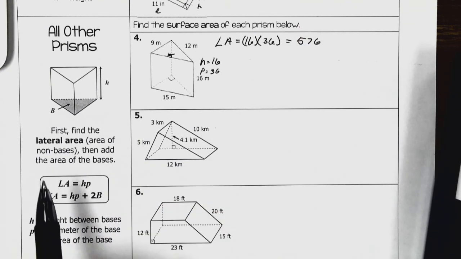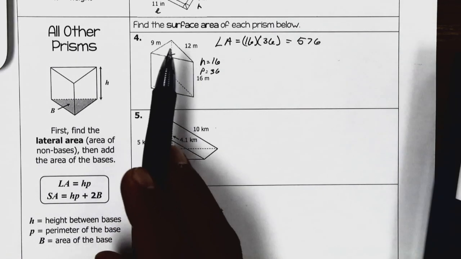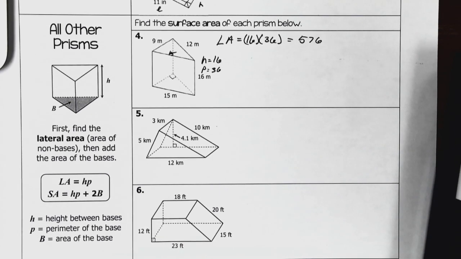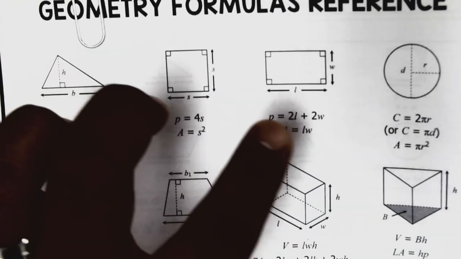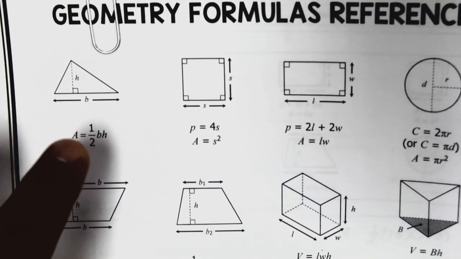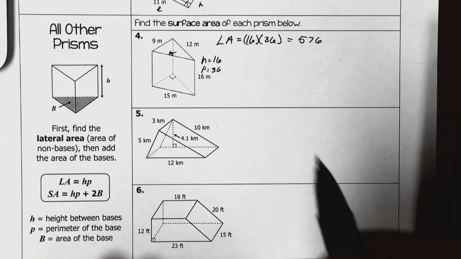And then, of course, to get the surface area, I'm going to take that 576 and add it to 2 times big B, which is the area of the triangle. So you're going to have to go back to the set of notes that I gave you guys at the beginning of the unit. You can use these because you're going to need these formulas to find the area of the bases, the big base. In this case, since it's a triangle, I'm using this area right here. Area equals 1/2 times base times height.